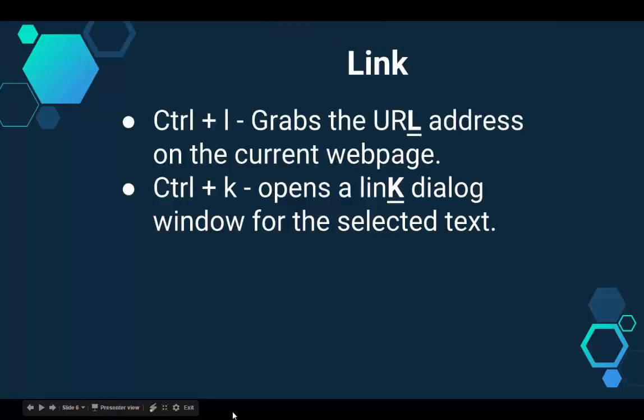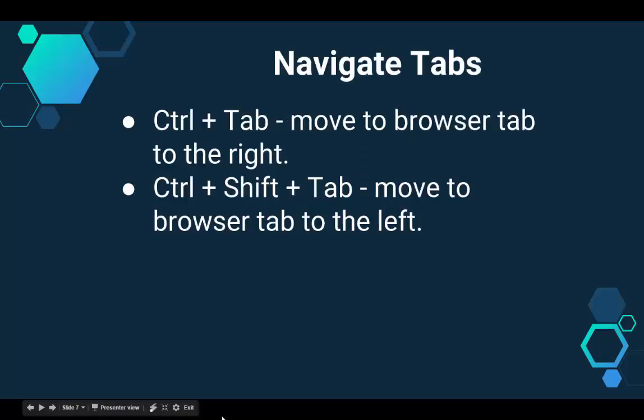Now we'll look at some shortcuts that you may not be familiar with. The Control-L grabs the URL address on the current web page that you may be browsing, and Control-K opens a link dialog window for the selected text. Since we'll be working in our web browser, it may be helpful also to know how to navigate tabs using shortcuts. Control-Tab will move to the Browser tab to the right. Control-Shift-Tab will move to the Browser tab to the left.